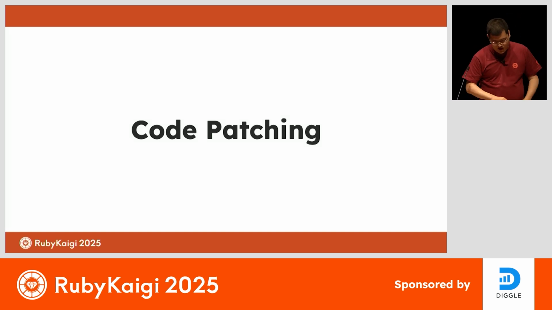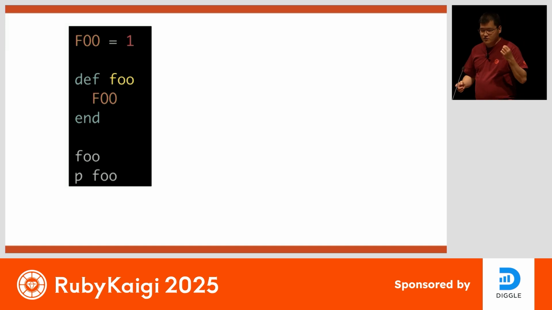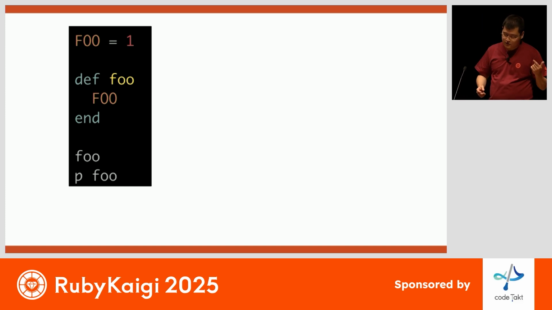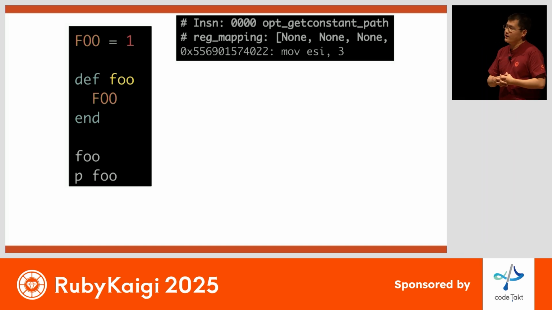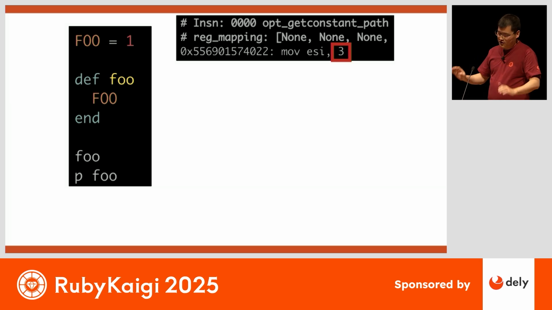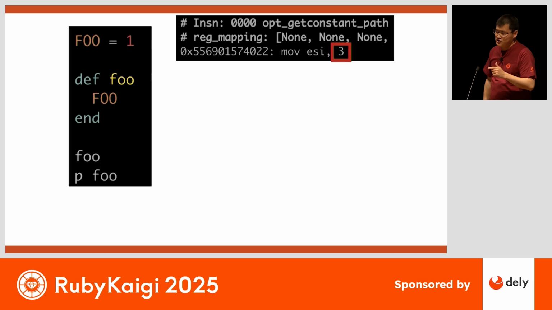For example, let's say you have Ruby code like this. You define a constant called foo, and it's 1, and define a method called lowercase foo that just refers to the constant. The method foo should return 1. So YJIT looks at the content of the constant and embeds the actual content of the constant, 3. As you may know, an integer is left shifted once, so integer 1 is 3 in the machine code.